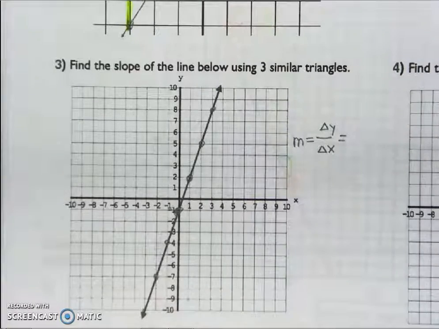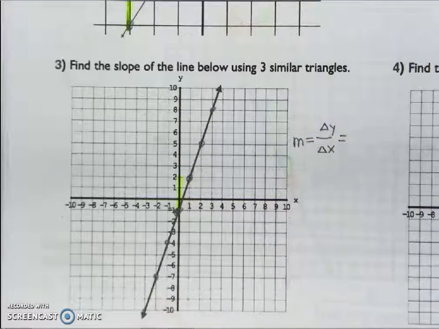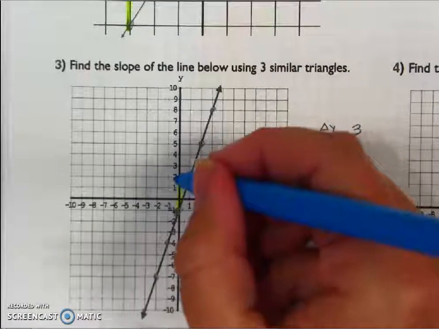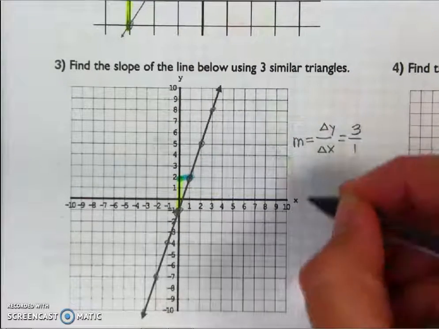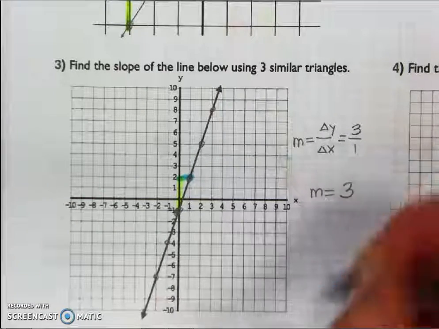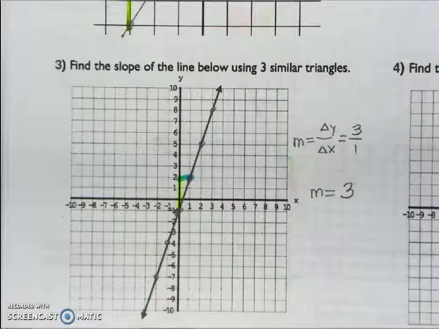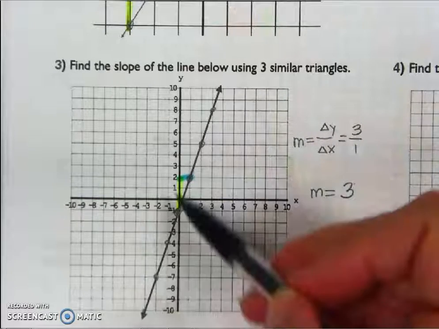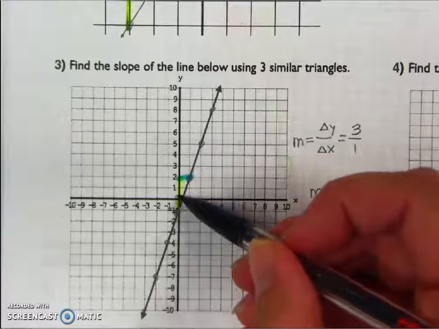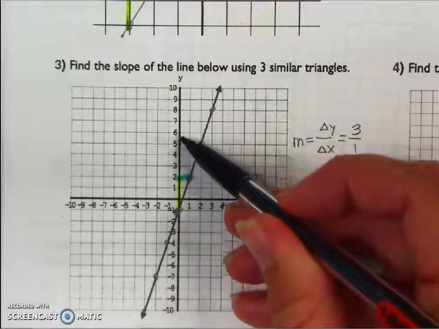All right, so this one is changing vertically, going up 1, 2, 3. Changing vertically by going up 3. Changing horizontally by going right 1. And so that tells me the slope is 3/1, which is equal to just 3. All right, it does say to find this using 3 similar triangles. What that's getting you to see is no matter what point I go to, I will get an equivalent fraction. So instead of going up 3/1, I could go up 6/2.